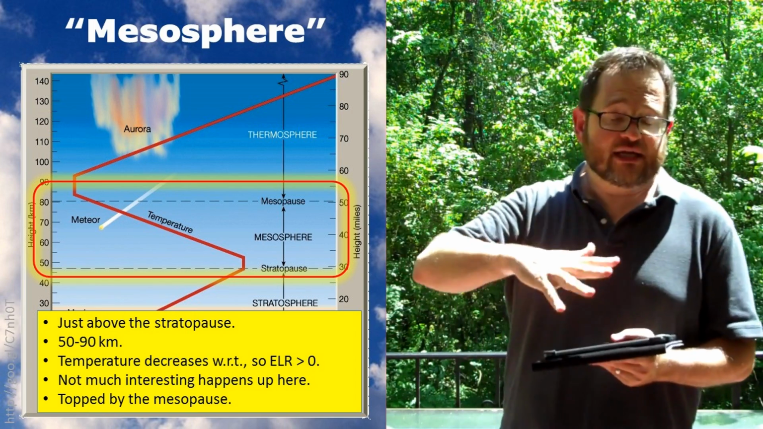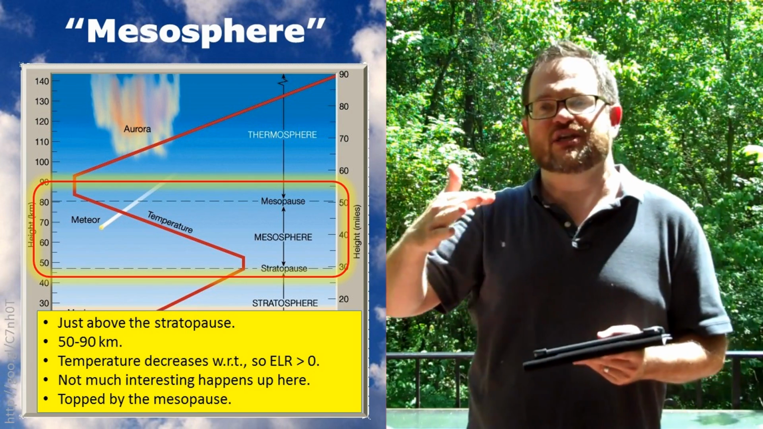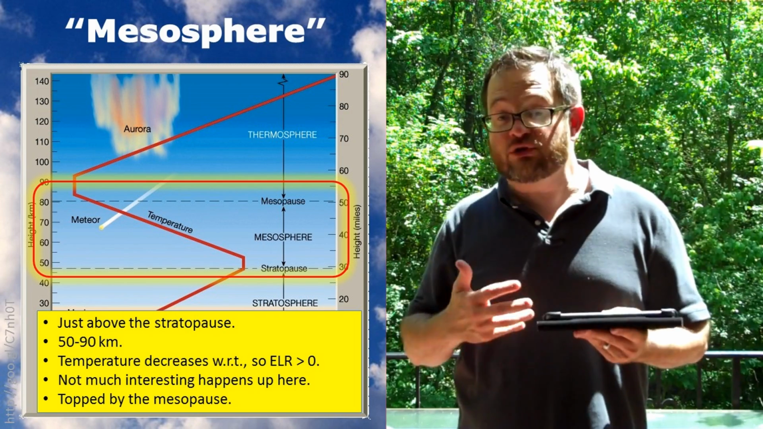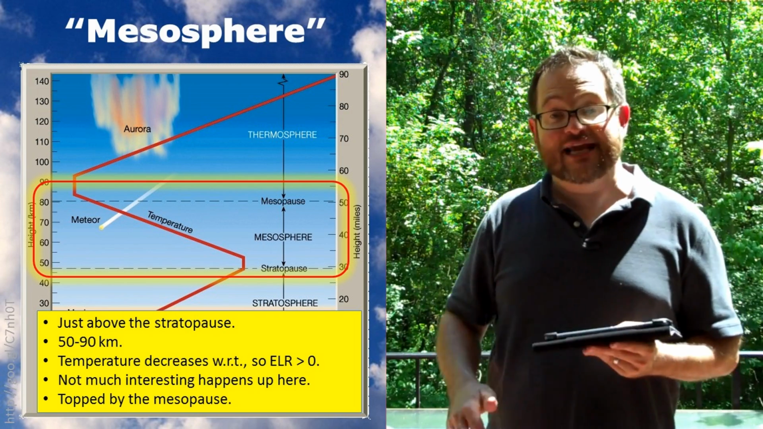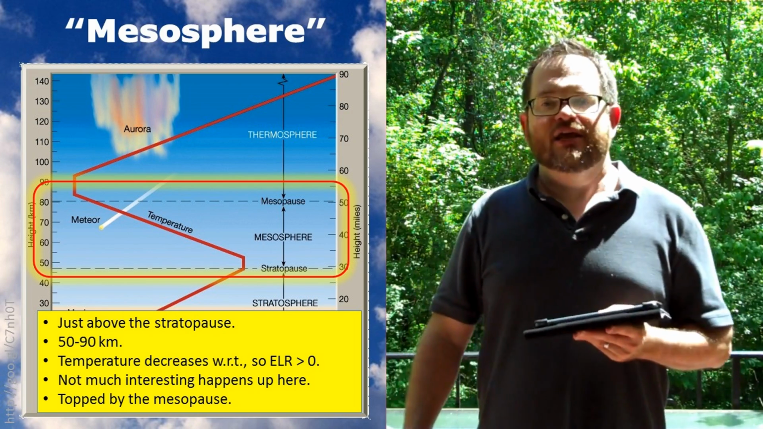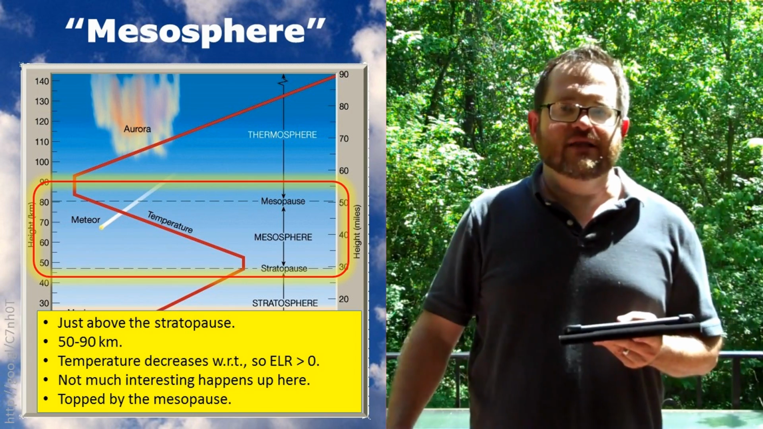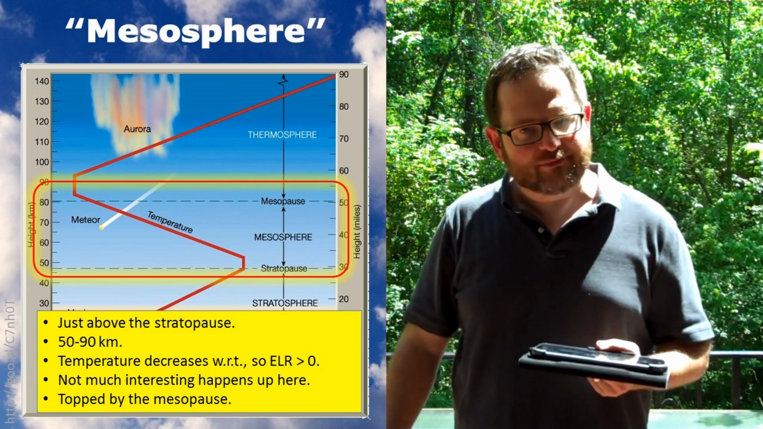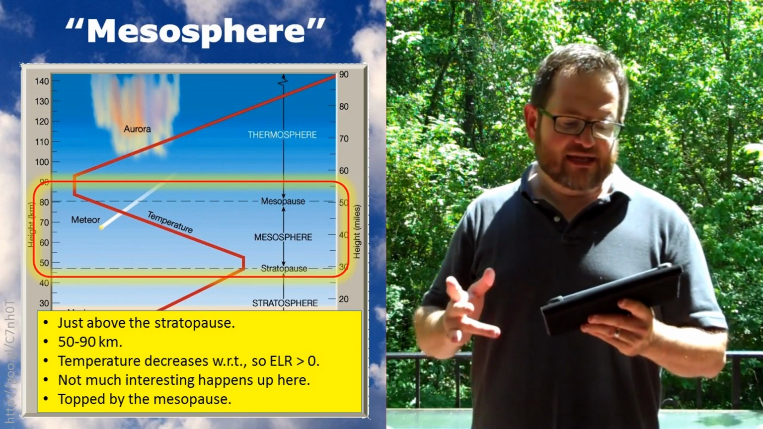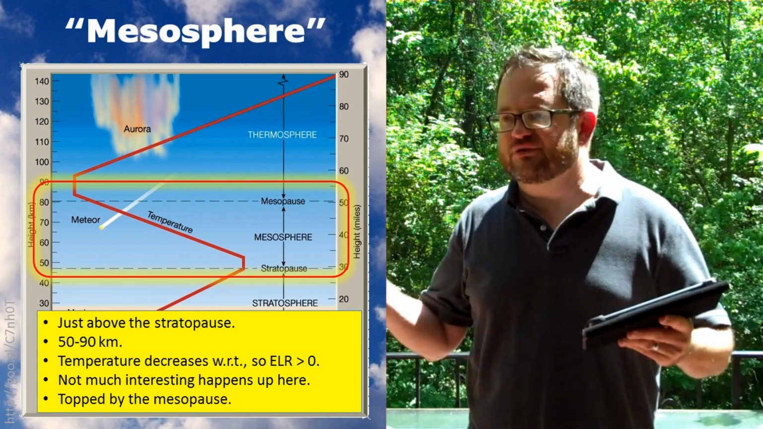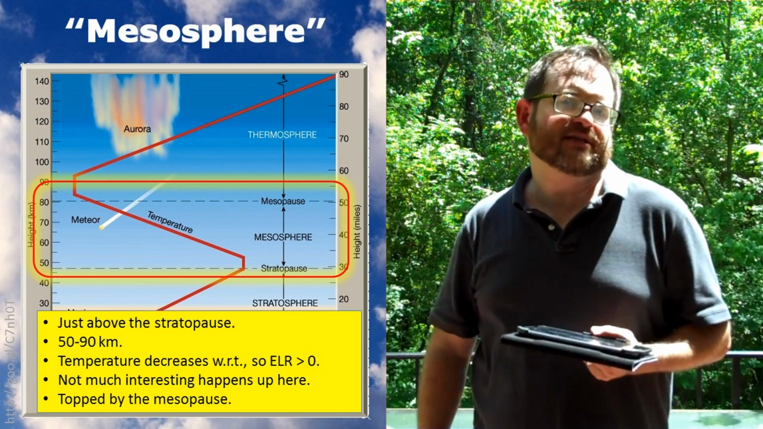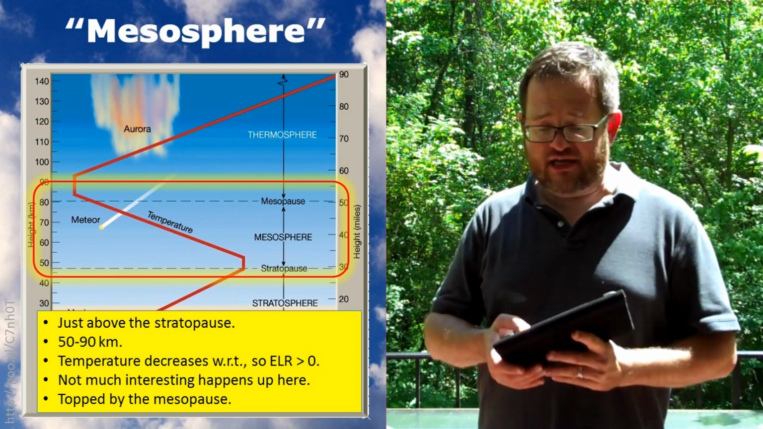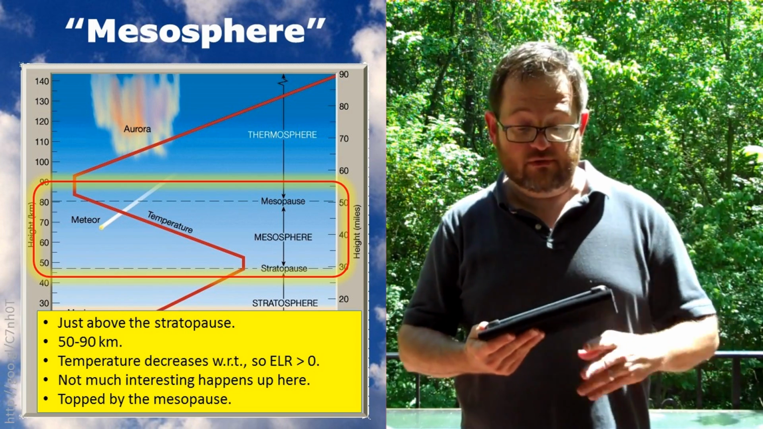The mesosphere itself spans from about 50 kilometers to 90 kilometers. It is another place where temperature is decreasing with respect to height, so it is not an example of a temperature inversion. Here's the reality. Not a heck of a lot happens in the mesosphere. The mesosphere is not a particularly interesting part of the Earth's atmosphere. Some things, like where certain kinds of meteors burn up, happen in the mesosphere, depending on their size and so on, but by and large the mesosphere is kind of an uninteresting place in the Earth's atmosphere.